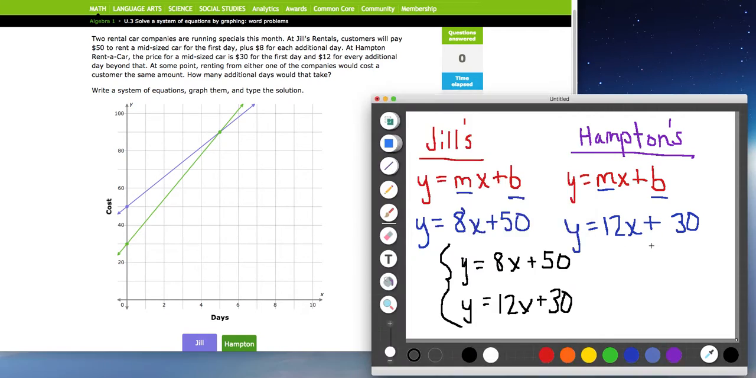That's how you solve the equation graphically. You could also solve using substitution or elimination.